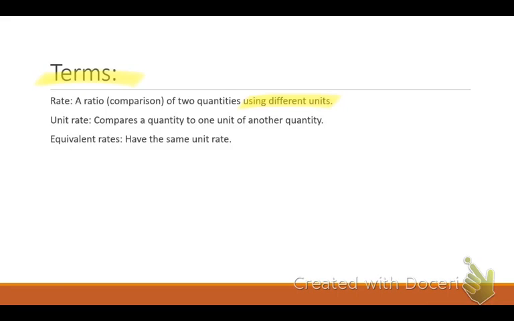They have the same unit rate, okay? So just kind of write those down real quick. You could even kind of summarize it. But those three terms are important.